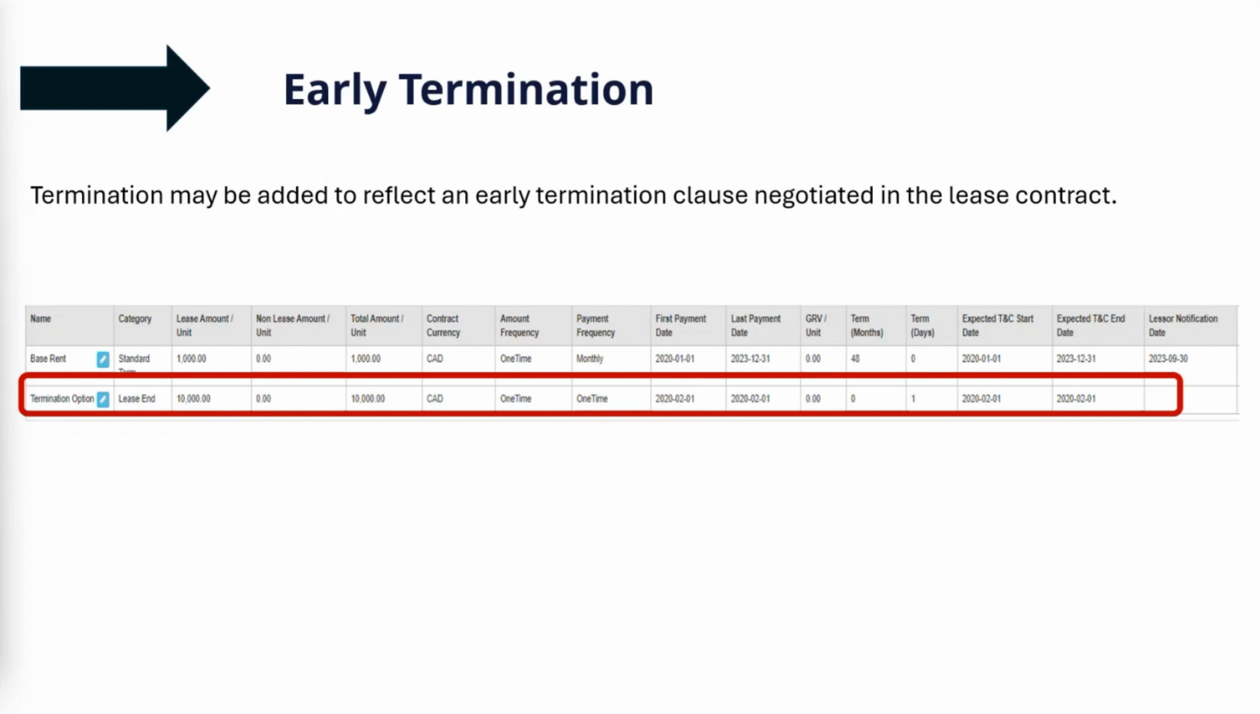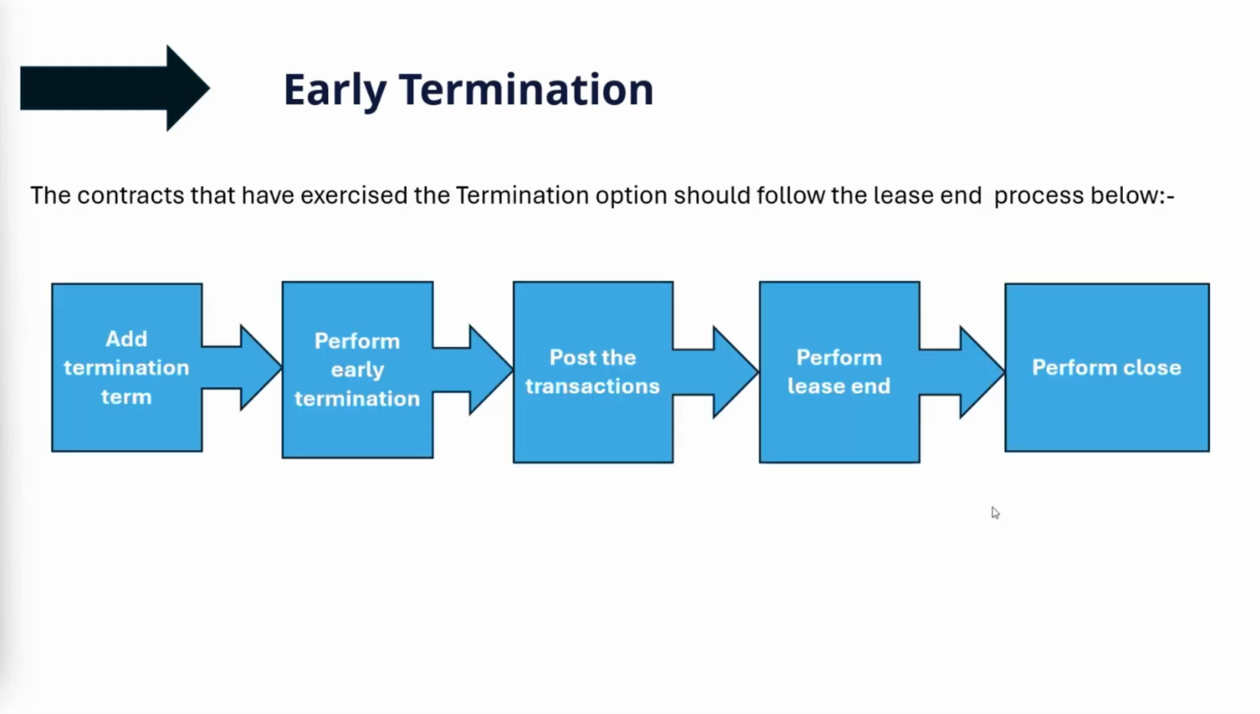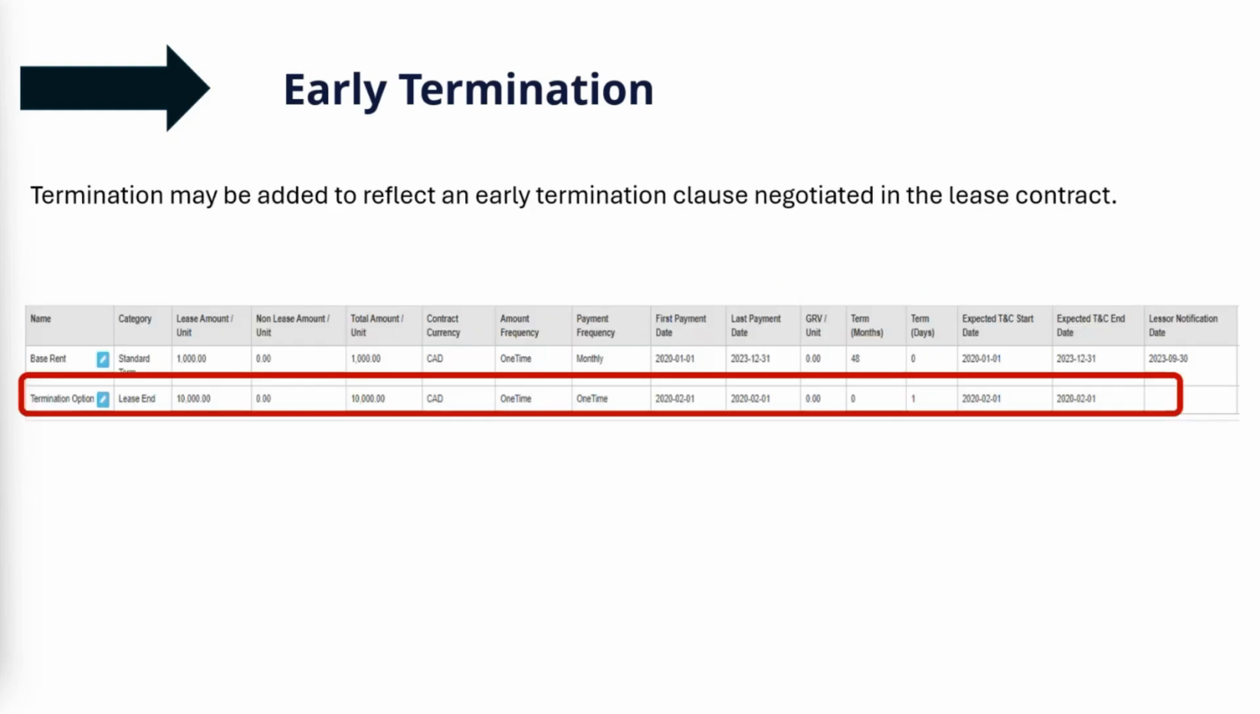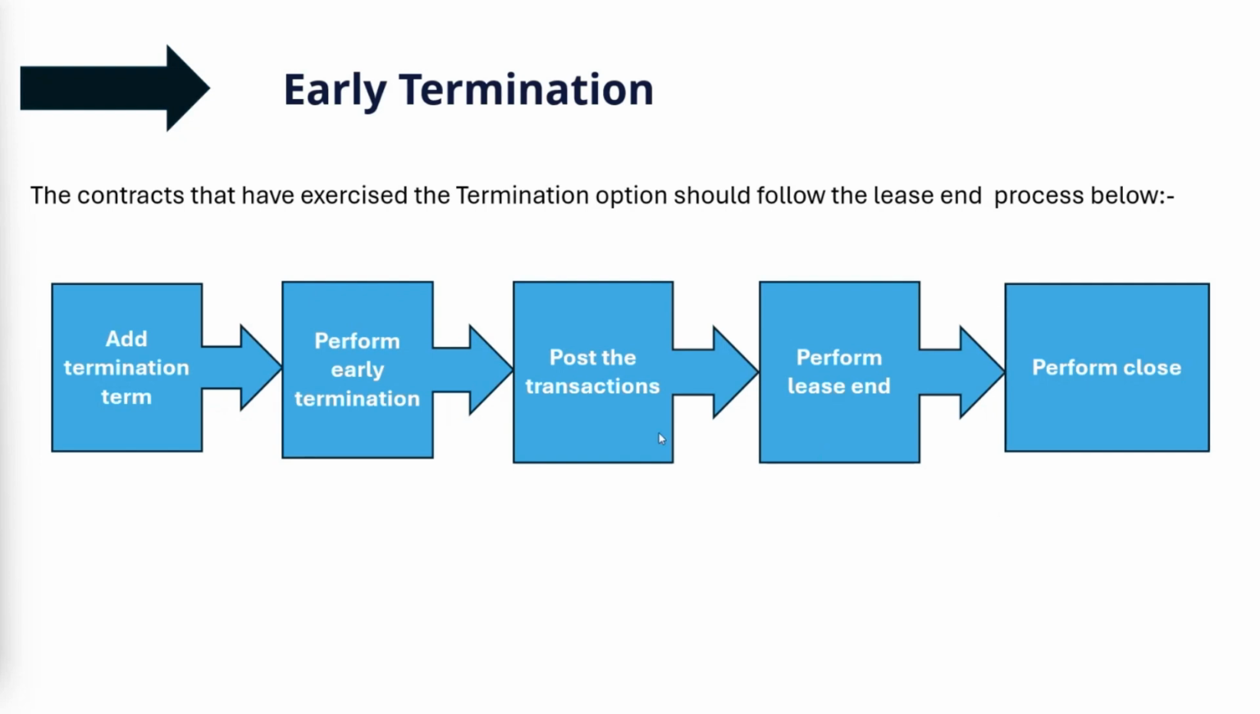So termination may be added to reflect an early termination clause negotiated in the lease contract. The termination can be added at inception and then reassessed to exercise them when the terms are confirmed, or it can be introduced via a lease modification event. So the process will be, we add a termination event, we exercise them, and then we make sure all the transactions are posted, and then we perform the lease end and close the contract.